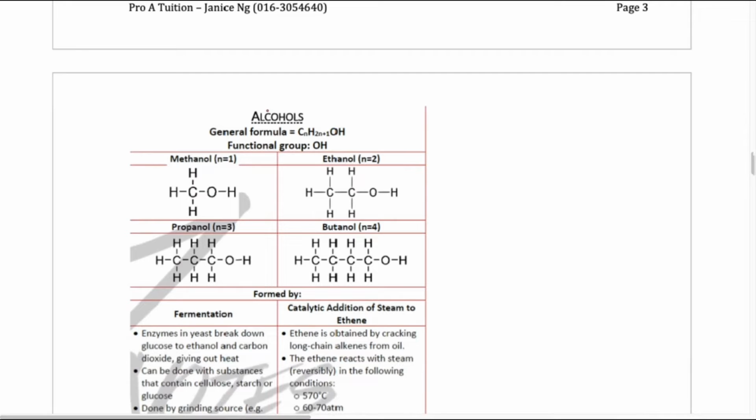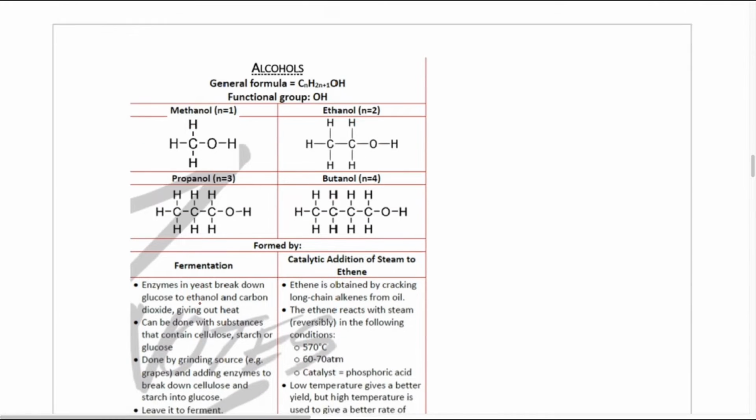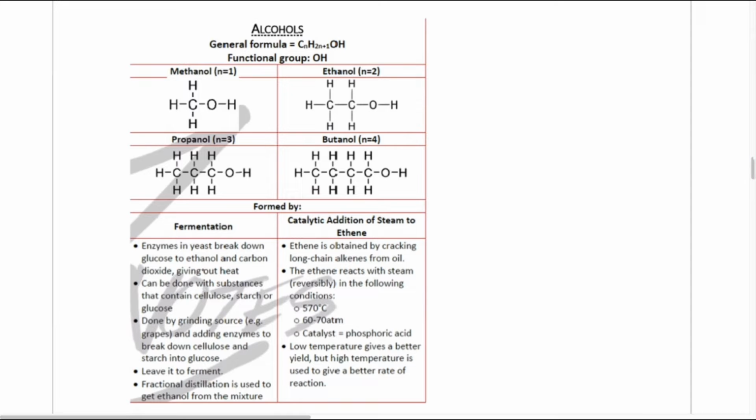Now we look at the third homologous series, which is alcohol. General formula CnH2n+1OH. Functional group is OH. First member methanol, 1 carbon; ethanol, 2 carbons; propanol, 3 carbons; butanol, 4 carbons. Formed by fermentation. Fermentation is the traditional way to make alcohol, to make wine. Enzymes in yeast break down glucose to ethanol and carbon dioxide, giving out heat.